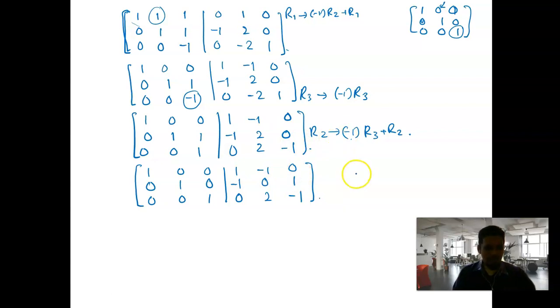Okay, so now class, we got 1, 0, 0, 0, 1, 0, 0, 0, 1. So this is an identity and this is the P inverse. So P inverse equals 1, -1, 0, -1, 0, 1, 0, 2, -1.